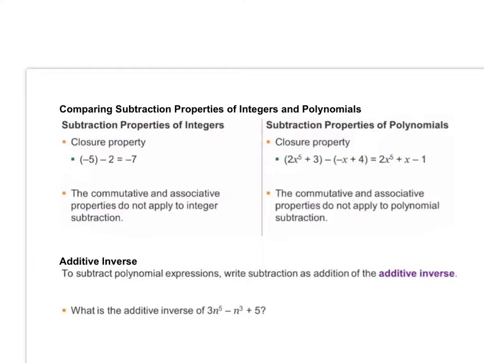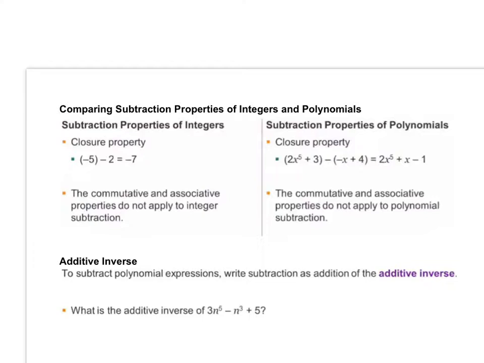And then it says the commutative and associative properties do not apply to integer subtraction. So you can't always reorder when we're talking about subtraction, and the same thing is true about polynomials. To fix that, we have to think about the additive inverse. To subtract polynomial expressions, we write subtraction as addition of the additive inverse.